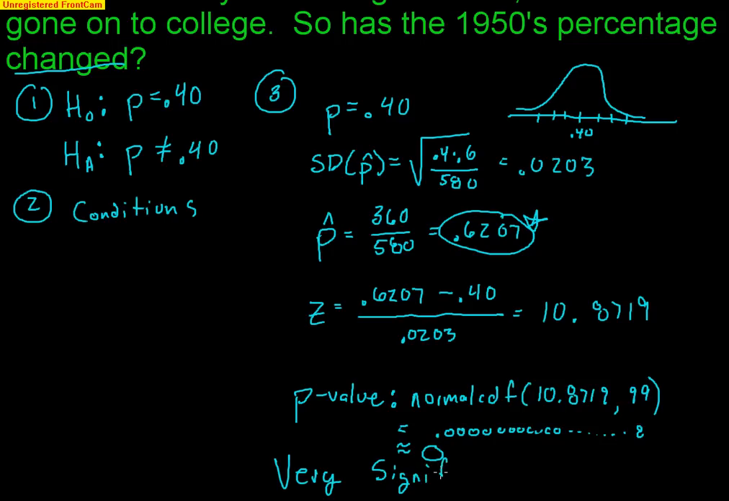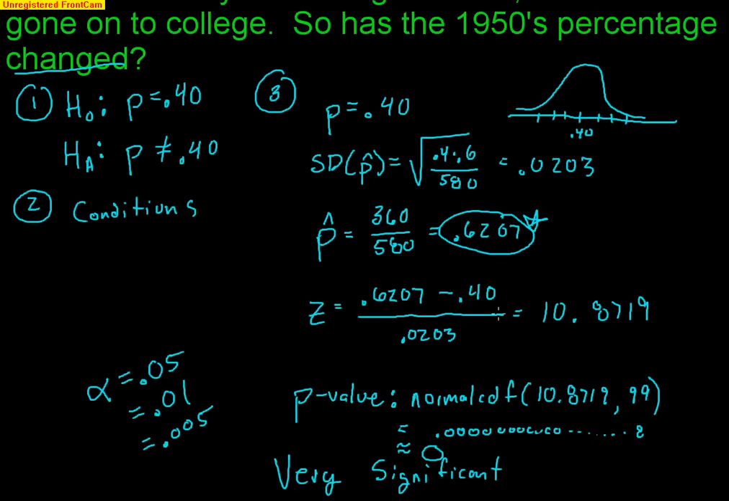And the great thing about this is I don't care what your alpha level is. You might use an alpha level of 0.05. You might even use an alpha level of 0.01. You can even use an alpha level of 0.005, and it wouldn't matter. Our p-value is so low that what we saw is very significant.